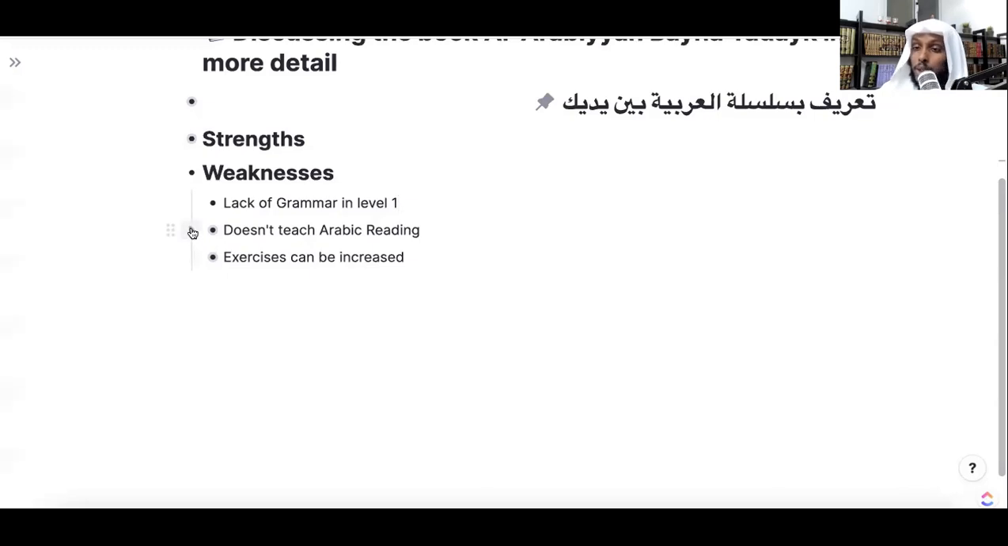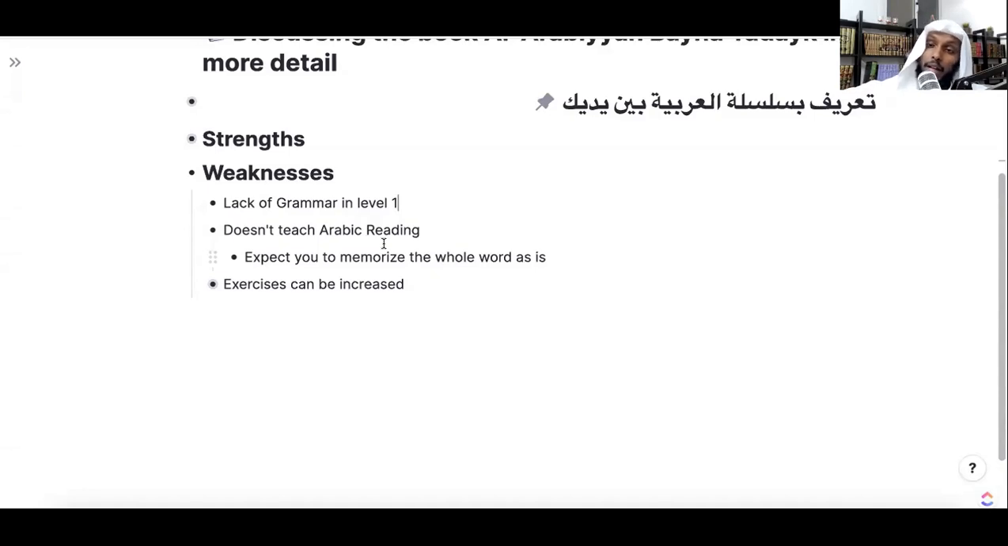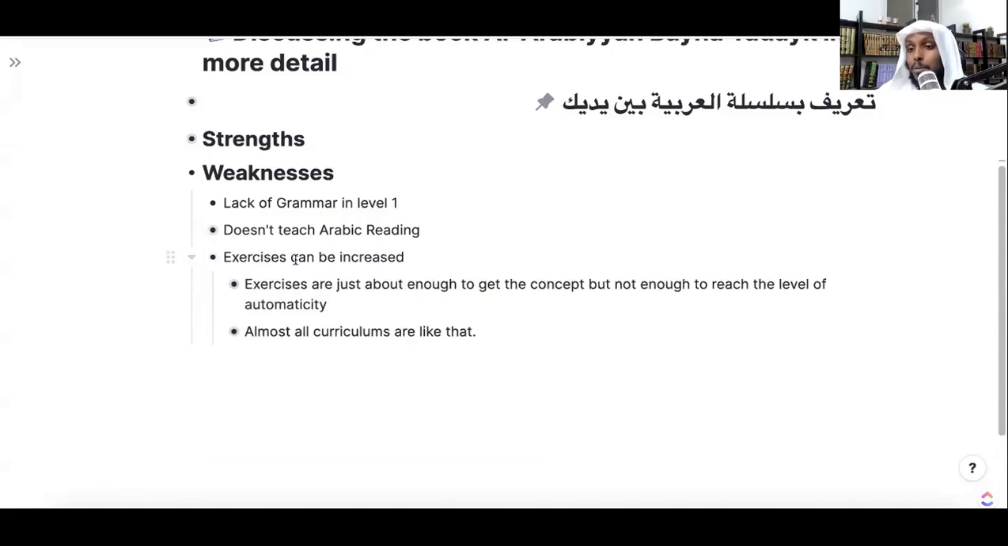Likewise, it doesn't teach you how to read Arabic. For those of you that don't know how to read Arabic, the book's philosophy is that you don't need to know how to read Arabic, just memorize the word. They expect you to memorize the whole word as is. That's why when it comes to the writing exercises, the kitabah towards the end in unit 1, it's quite useless if you know how to read, because they're trying to teach you how to recognize Arabic letters. Later on in units 9 and 10, it becomes a bit more challenging. It's actually about writing expression. That's a minus.